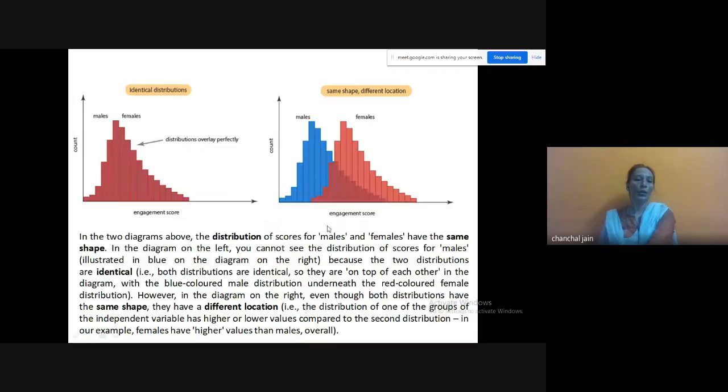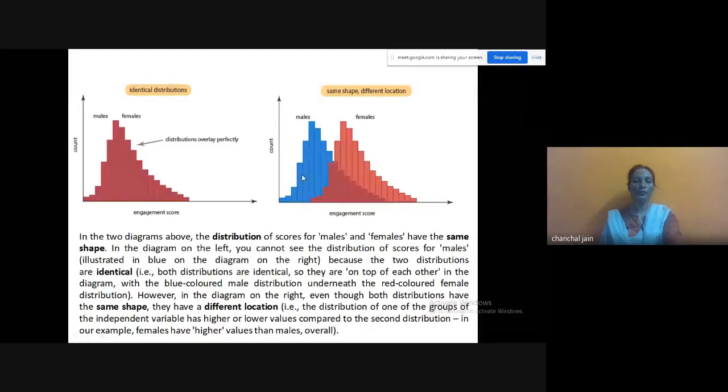Then here you can see this type of diagram. The first one is the identical one. This is the histogram for both the groups, male group and female group, but both are showing you an identical distribution, meaning there is overlapping of the male and female groups' distribution. So this is an extraordinary condition. In day-to-day life we are generally unable to get such an identical distribution in case of both the groups.